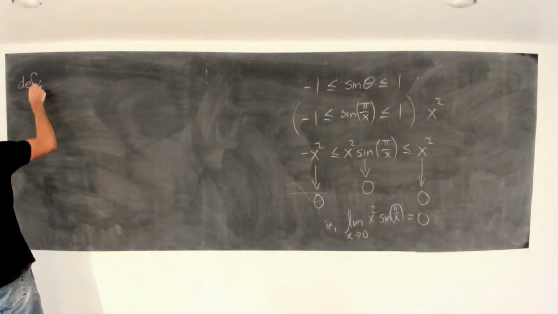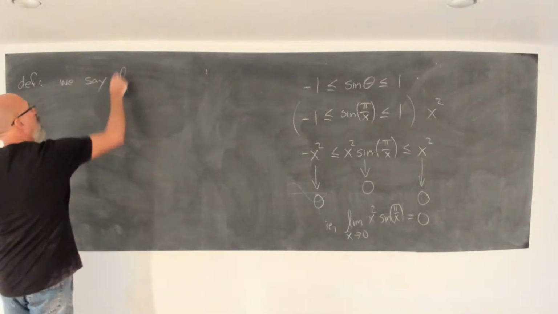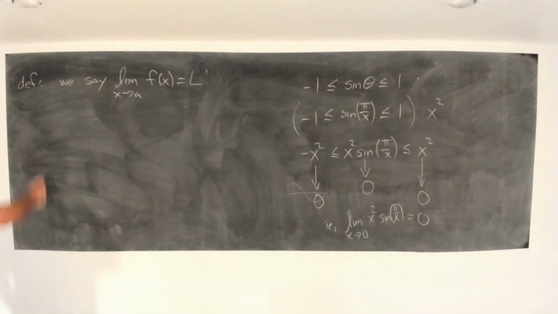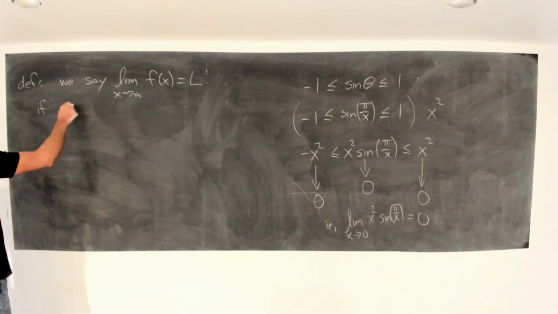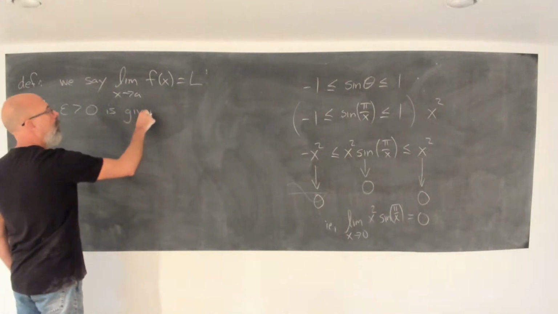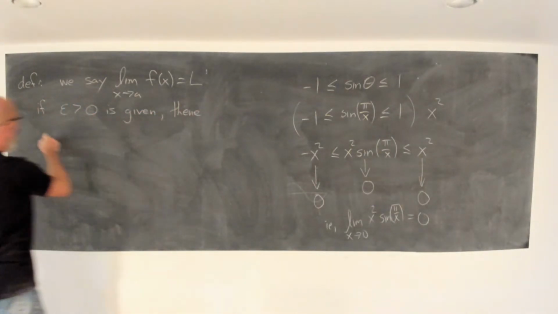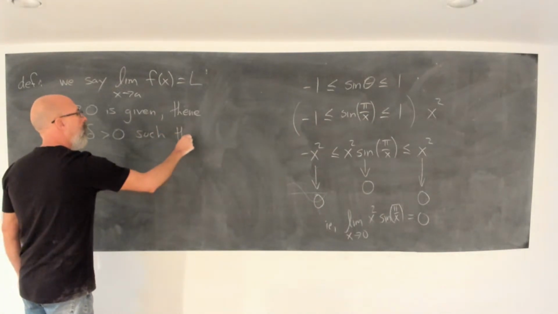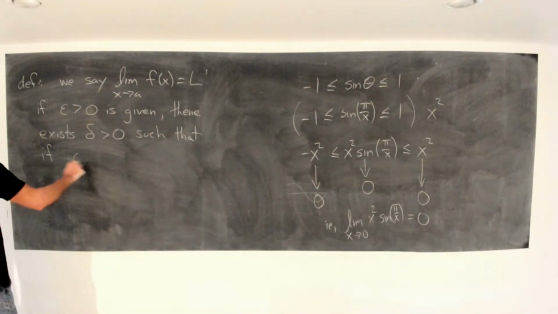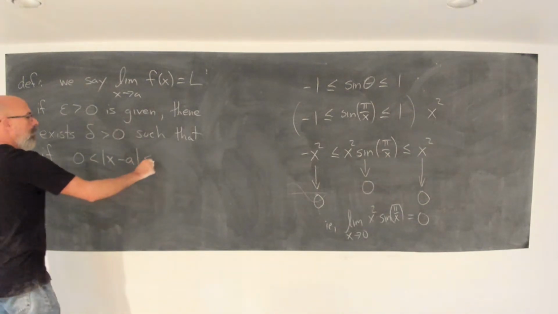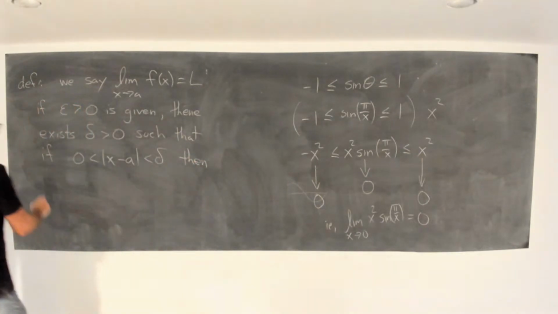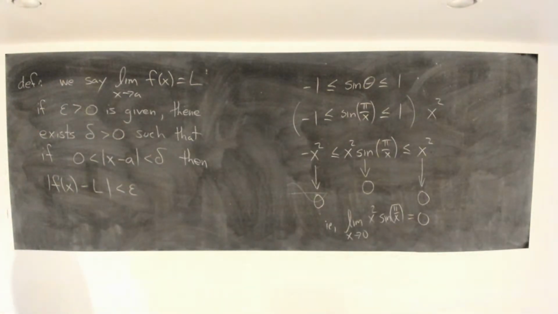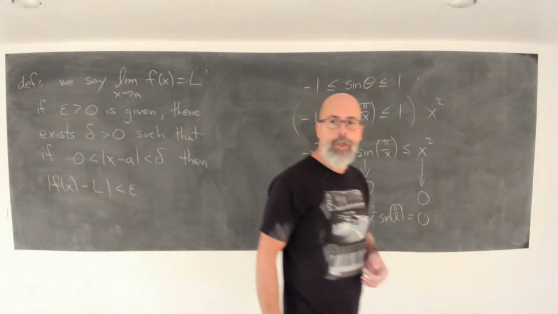Definition. We say the limit as x goes to a of f of x is L if, for any epsilon greater than 0 given, there exists a delta greater than 0 such that if the absolute value of x minus a is less than delta, then the absolute value of f of x minus L is less than epsilon. This is the real definition of a limit.